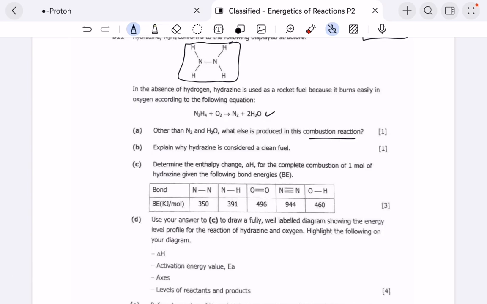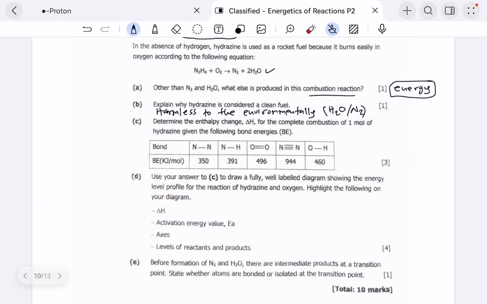So the other thing that is produced in a combustion reaction is obviously energy. Explain why hydrazine is considered a clean fuel. So it's a clean fuel because its byproducts are harmless to the environment. It's environmentally friendly. So it produces that nitrogen. It doesn't pollute the environment.